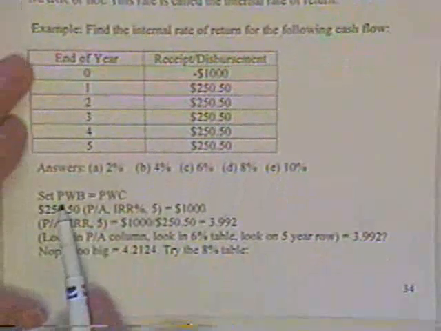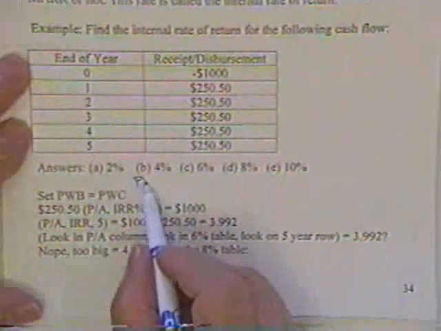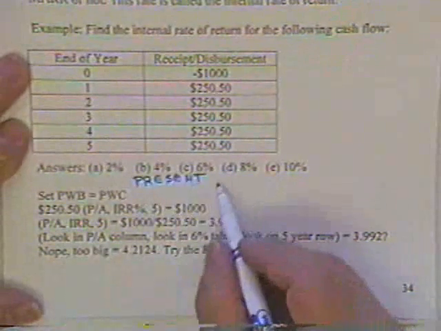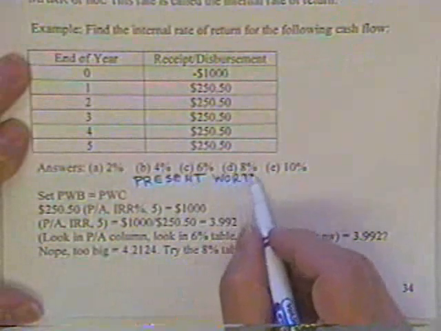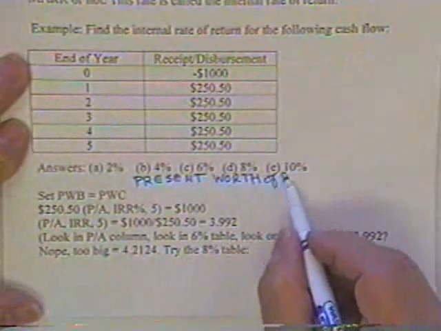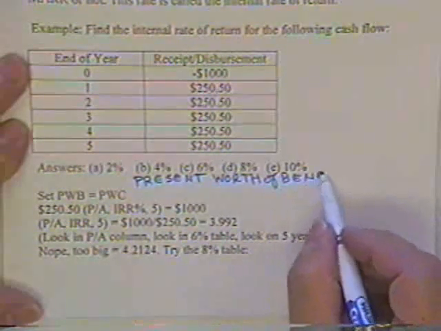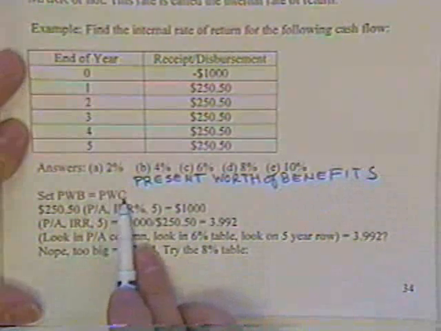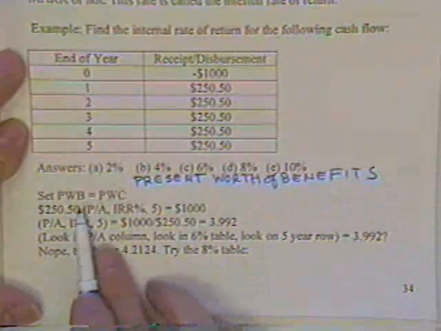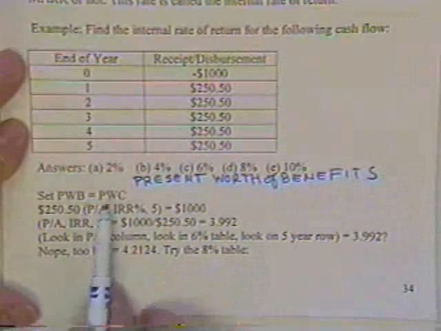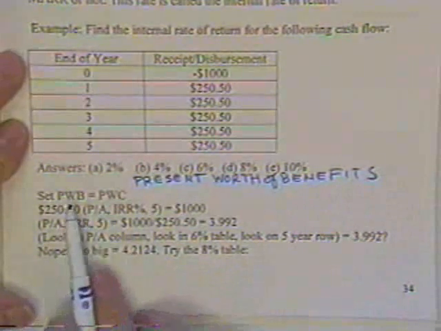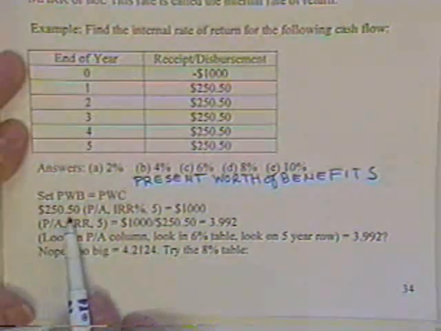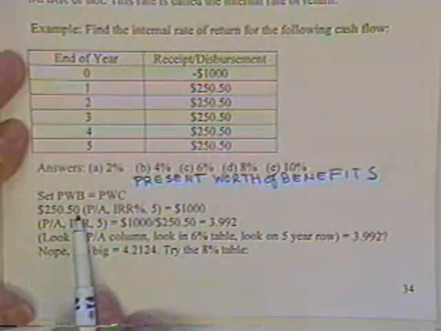So, what I'm doing here is I'm setting the present worth, moving these back in time, of the benefits equal to the present worth of the costs, because at that rate of return, the two would be equal. And that's how you find the internal rate of return. Now, here are your benefits. Your benefits are $250 paid annually.